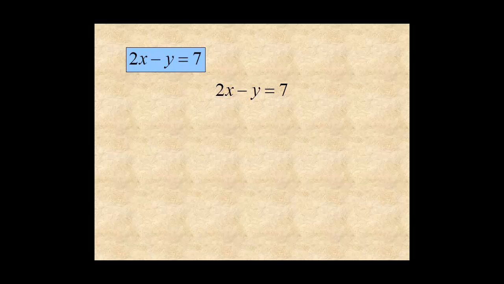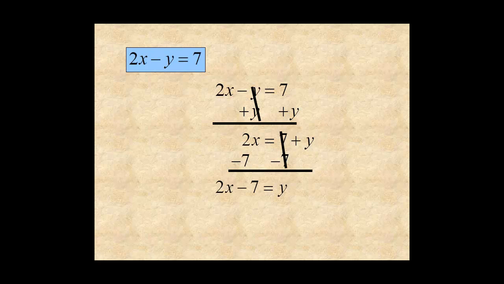Here is the easiest. Begin by adding y to both sides of the equation. Then subtract 7 from both sides. Flip it around, and you have y equals 2x minus 7.